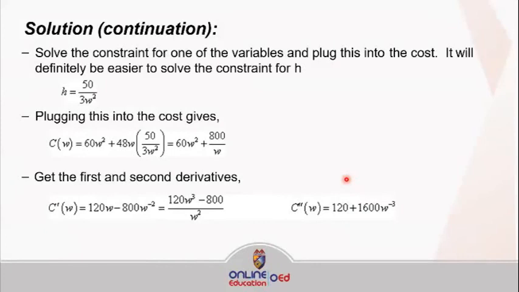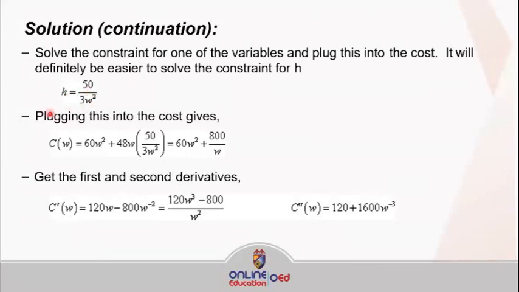And next for our solution, we need to solve the constraint for one of the variables and plug this into the cost. It will definitely be easier to solve the constraint for H. Again, based on the formula length times width times height, we can use that formula to get the value of H. So for the height, we have 50 over 3W squared.